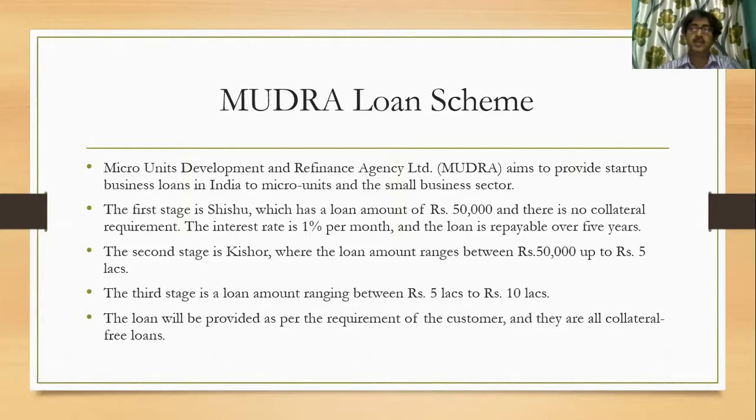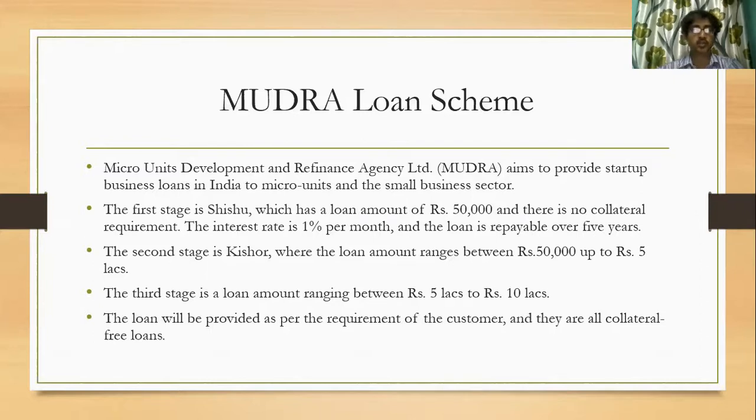Now, Mudra loan is basically a scheme, but these are disbursed through the different banks of India. So the rate of interest that the bank charges is basically 1% per month, and the loan is repayable over 5 years. So a 5 year tenure will be there. 50,000 rupees will be given, and the rate of interest will be 1% per month. So this is the loan scheme disbursed through the banks and known as the Mudra loan scheme. And this is the initial phase known as the Shishu scheme.